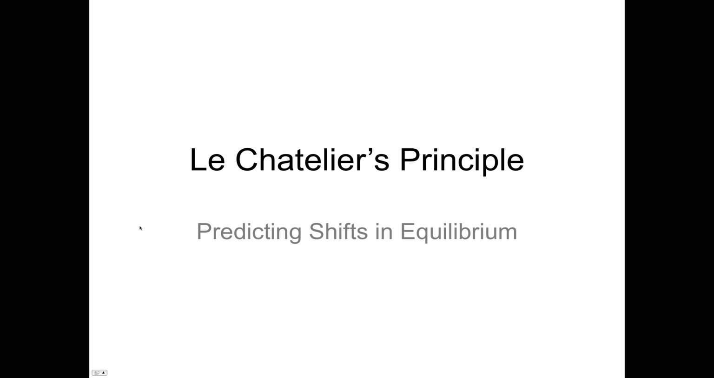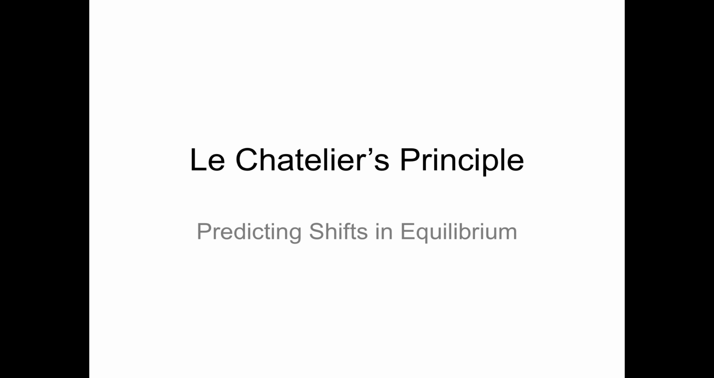This is the lecture on Le Chatelier's principle. We've already talked about how to predict whether a system will shift towards products or towards reactants based on starting conditions by calculating the reaction quotient Q and determining whether Q is larger than K and must get smaller, or if Q is smaller than K and has to get bigger.